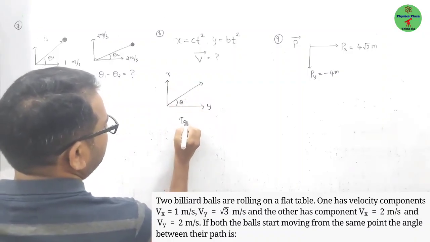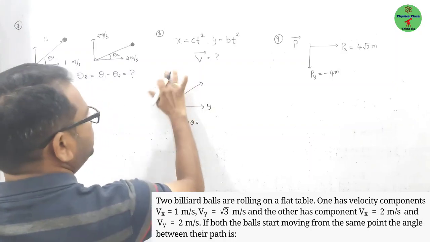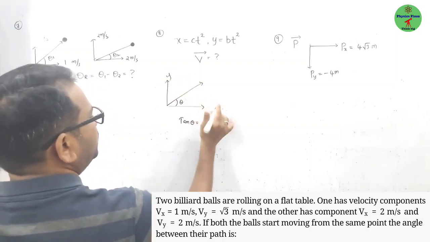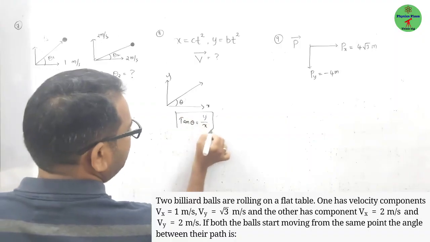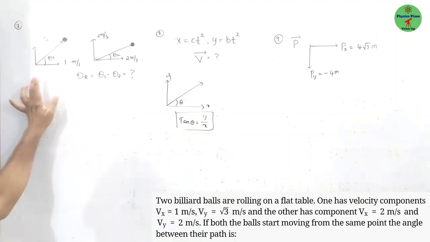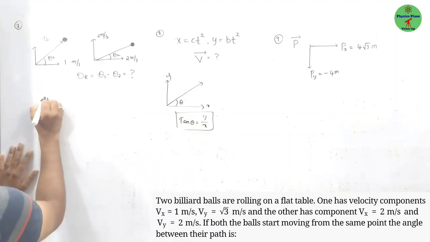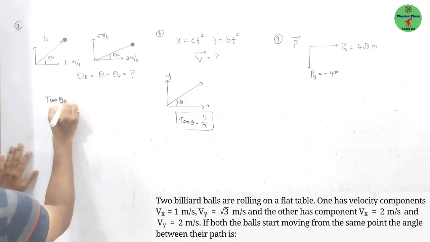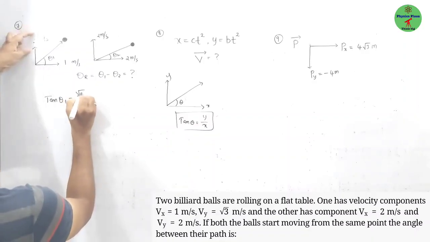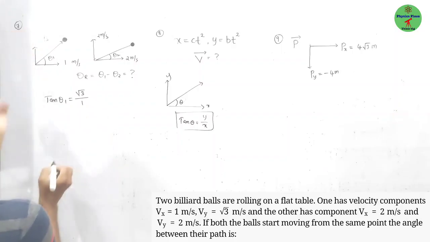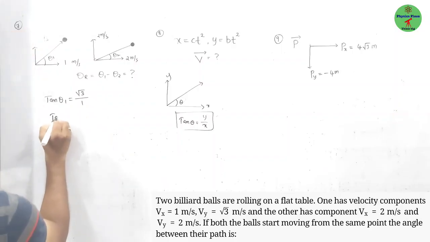Then we know that tan theta is equal to, sorry, this is y, right? Extremely sorry, it is x. Then it is y by x. So the same formula we are going to apply. First for this, let us apply, children. So for this, tan theta 1 is equal to y component root 3 by x component 1. So tan theta 1 is equal to root 3.